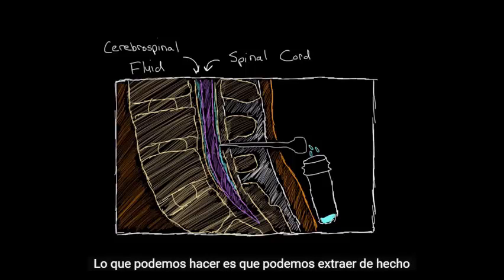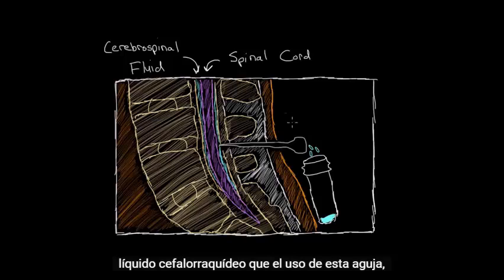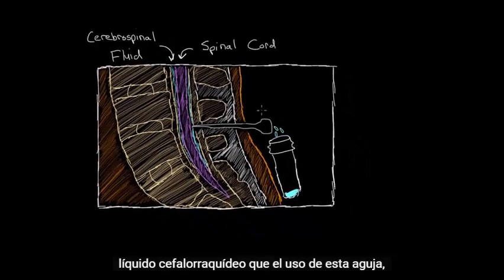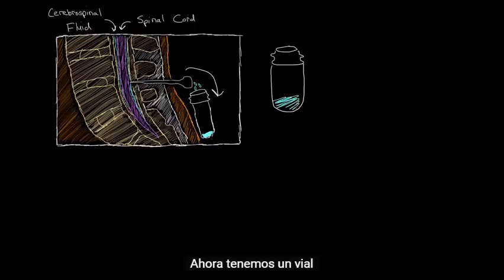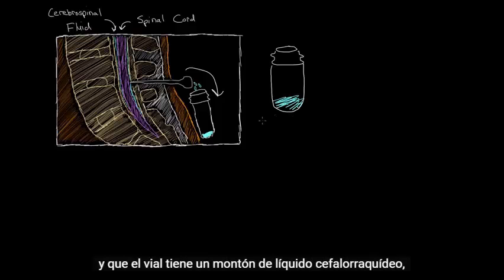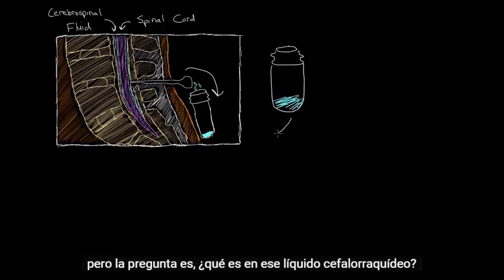So what we can do is we can actually extract that cerebrospinal fluid using this needle, and we can collect it into this vial. So now we have a vial, and that vial has a whole bunch of cerebrospinal fluid. But the question is, what is in that cerebrospinal fluid?